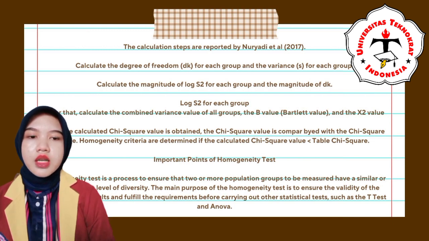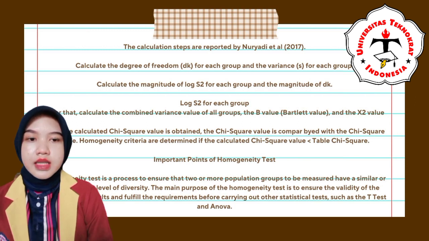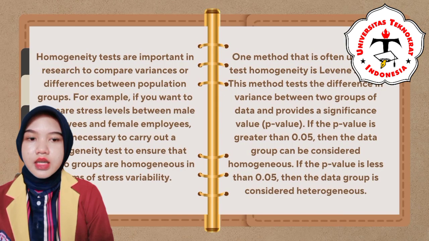Important points of homogeneity test. Homogeneity test is a process to ensure that one or more population groups to be measured have a similar or homogeneous level of variance. The main purpose of the homogeneity test is to ensure the validity of the measurement results and fulfill the requirements before carrying out other statistical tests such as the t-test and ANOVA. Homogeneity tests are important in research to compare variance or differences between population groups.